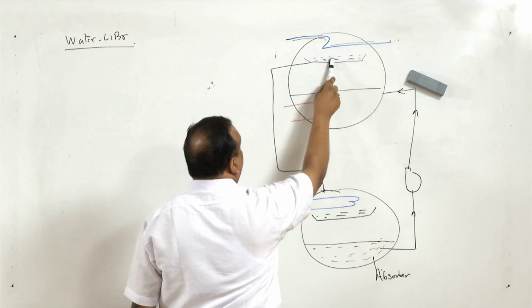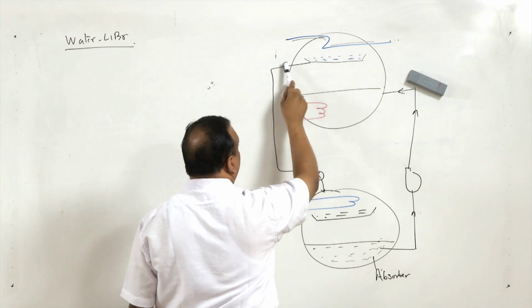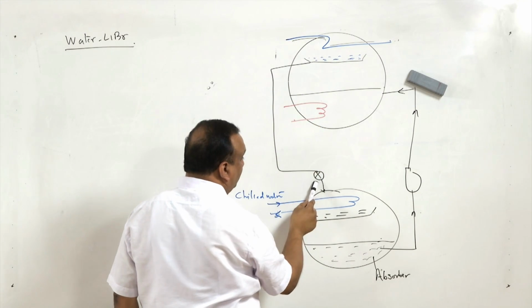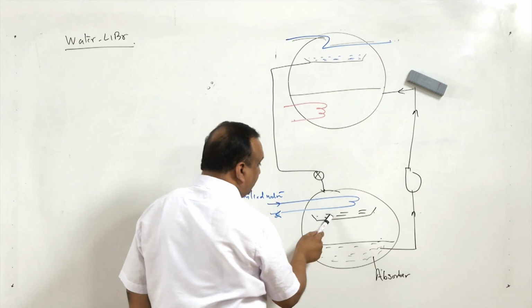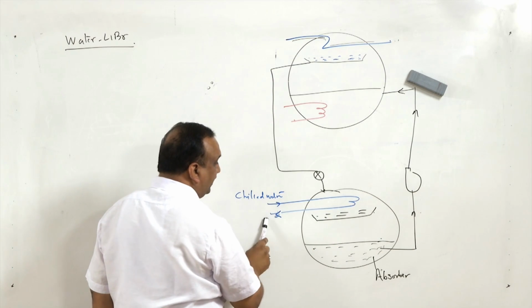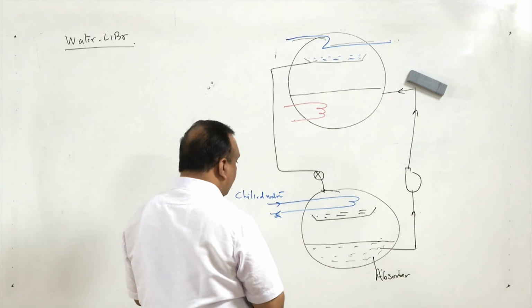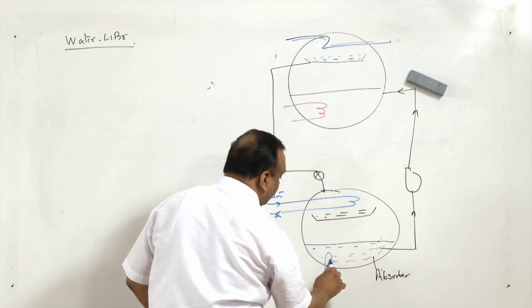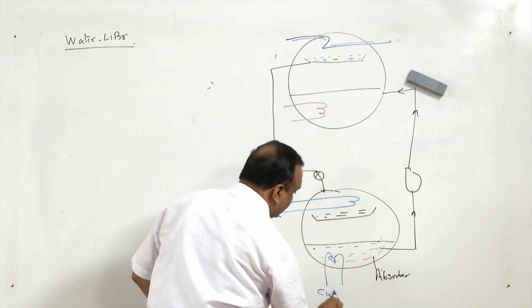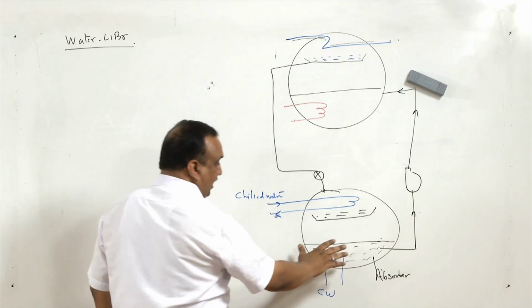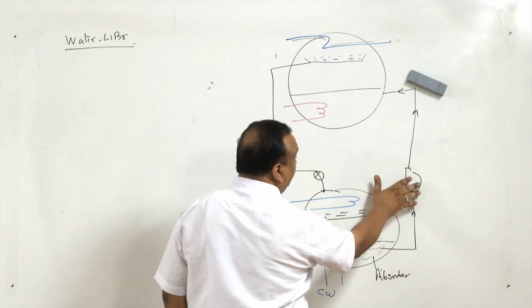and this vapor gets condensed here in the condenser, and this condensed vapor is expanded through a valve. It goes to the evaporator where chilling of water takes place. The remaining water is absorbed in the absorber. So in absorber also we have to provide some cooling water.